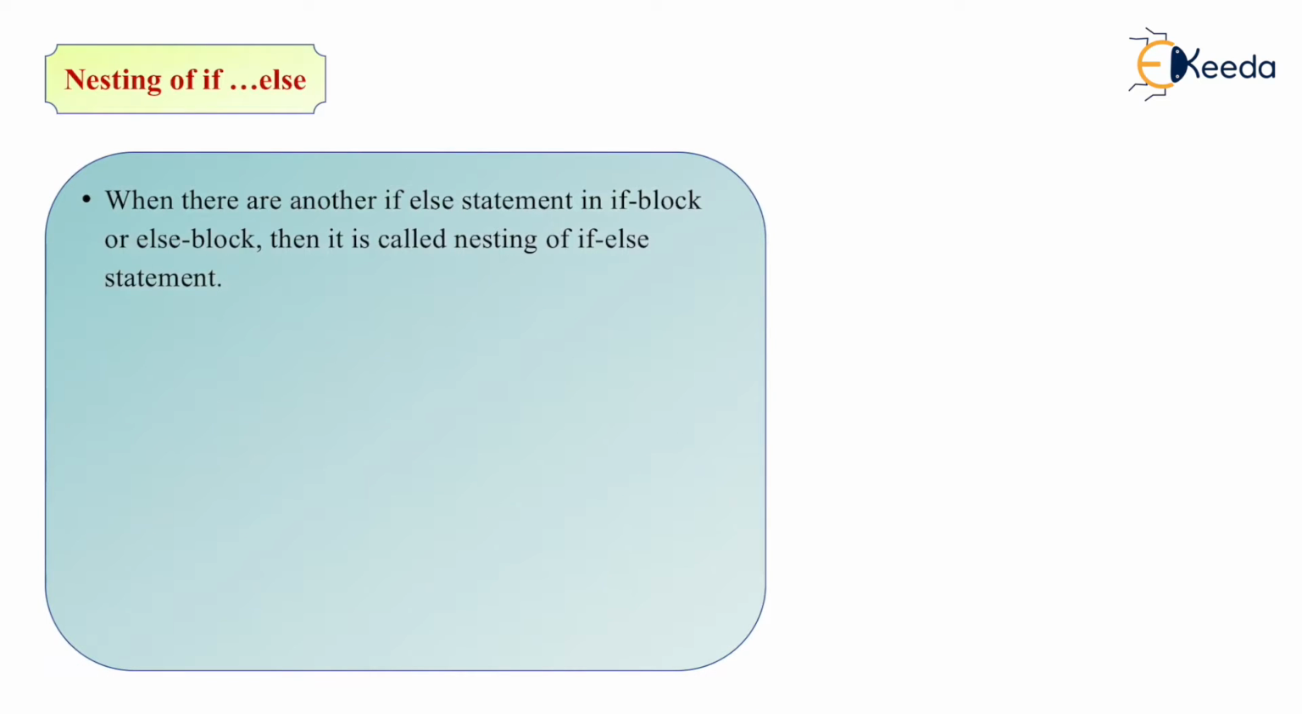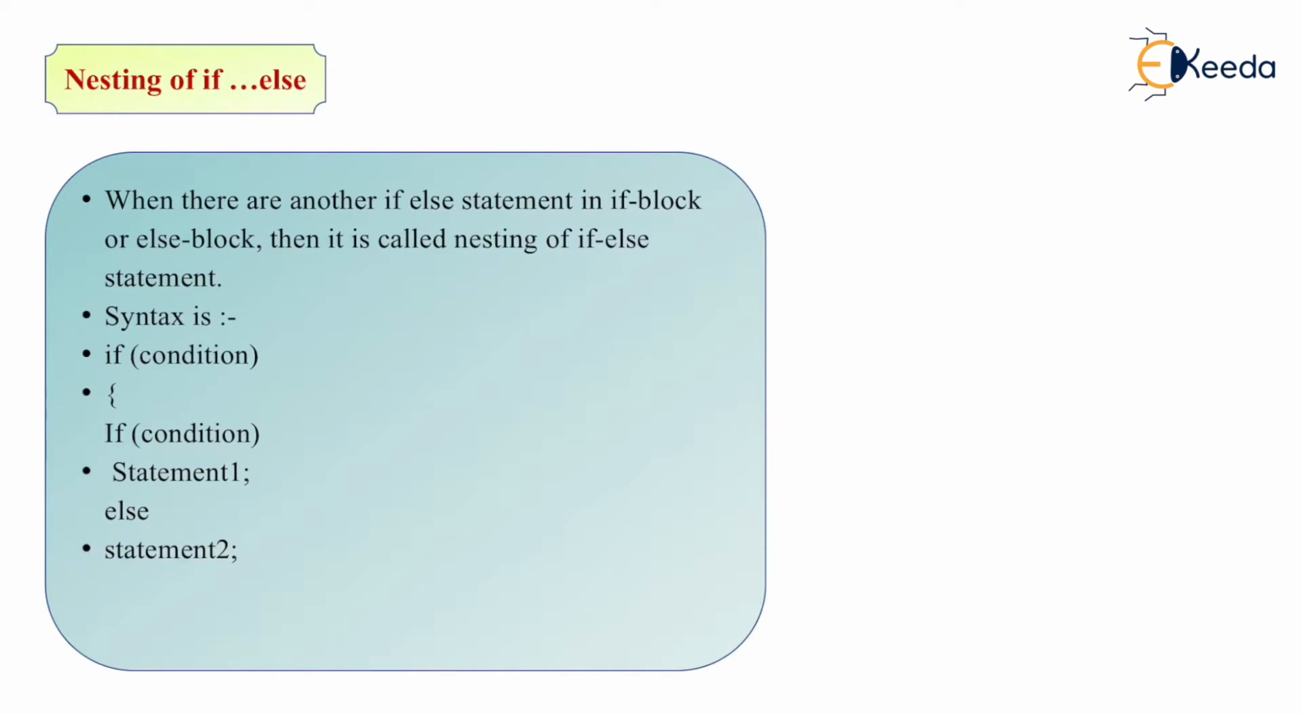Now the next is nesting of if-else. When there is another if-else statement in an if block or in an else block, then it is called nesting of if-else. The syntax for nesting of if-else is: if (condition), then inside the brackets consider another if (condition), then the statement for this if condition, else statement 2, bracket close, and statement 3.